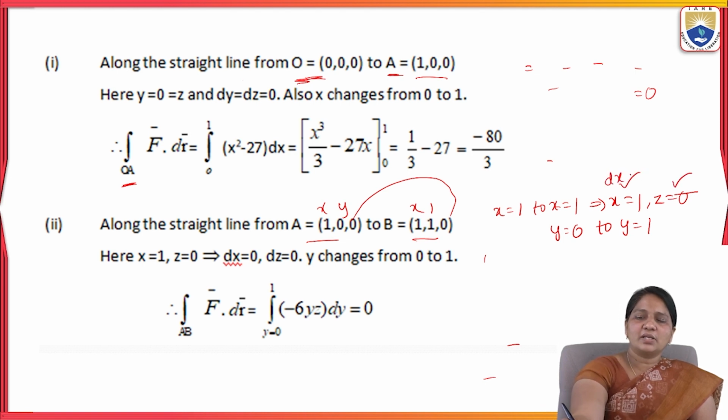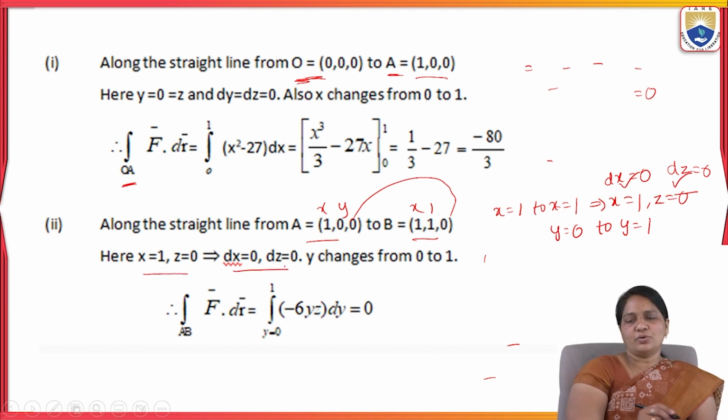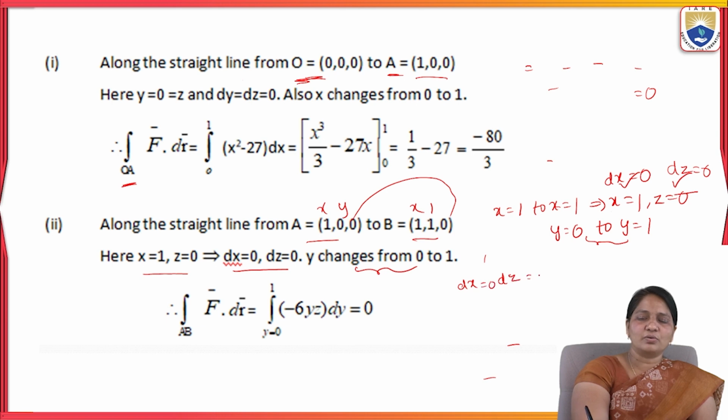So along this, x equal to 1 and z equal to 0, that means dx equal to 0 and dz equal to 0. Why dx equal to 0? Because x is a constant, so the derivative of that value is 0. Only y is changing, from 0 to 1. So now we are integrating along y. In f bar dot dr bar, replacing dx and dz, both 0, we get the integral 0 to 1 of minus 6yz dy.